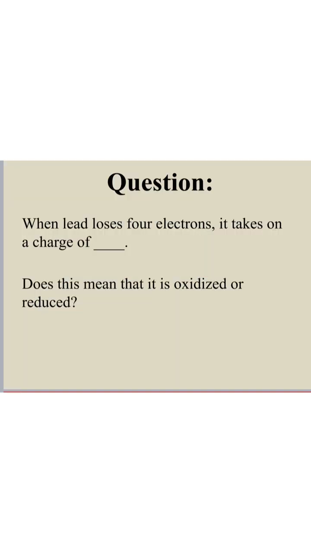So in this question it says when lead loses 4 electrons, it takes on a charge of what? It takes on a charge of 4 plus, or +4. If it's losing electrons, it's going to become positive. If it gains electrons, it becomes negative, because remember, your electrons are your negatively charged particle. So does this mean that it is oxidized or reduced? So again, we're going to look at our little saying of oil rig. I don't know why I keep trying to put a G first. Oil rig, so oxidation is losing, so it is oxidized.